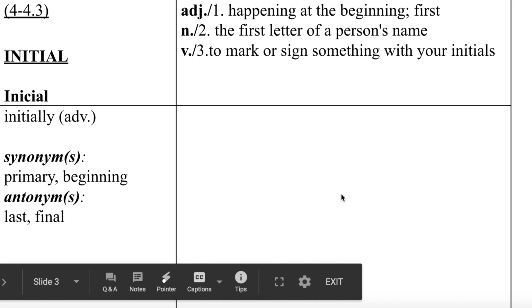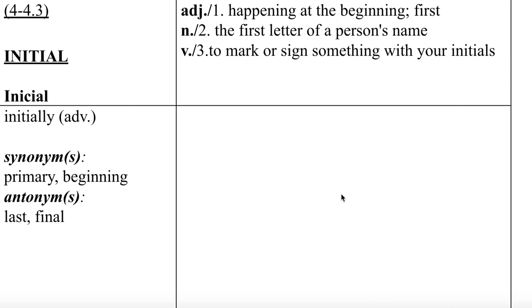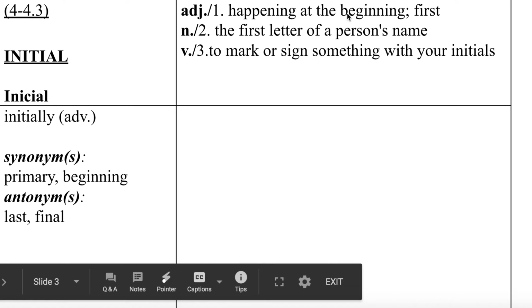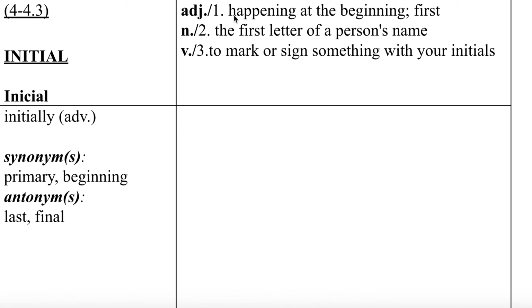So initial is a word that has 3 definitions. We have 3 different parts of speech. But if we think about it, the first definition is the basic one, and then the other ones come from that. So the first definition can be happening at the beginning of something, or it can be the first. So like the initial quatrain is the first quatrain at the beginning of the poem.